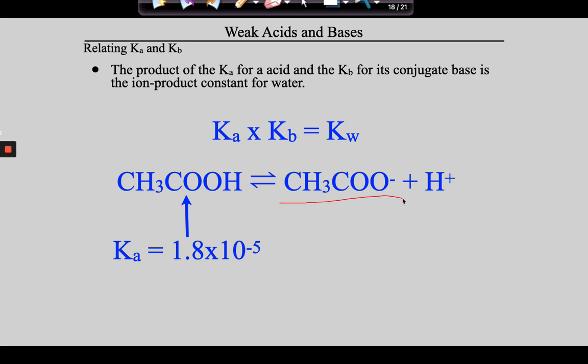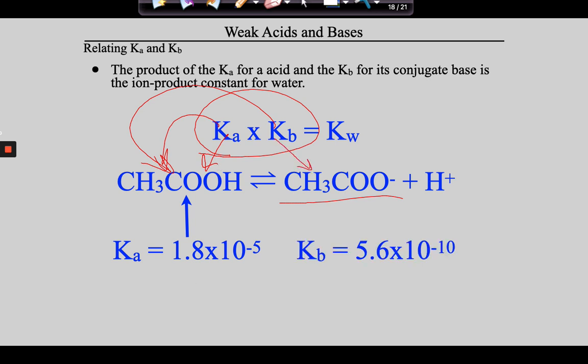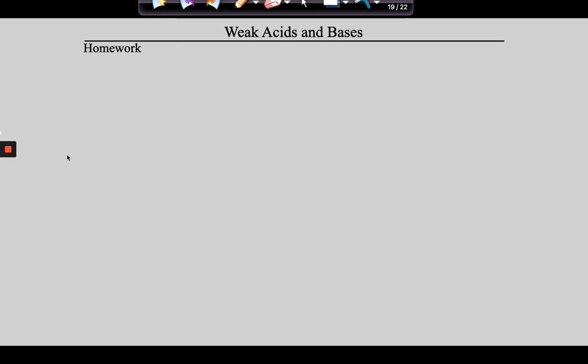So guys, understand when we do this math, this does not mean the Ka and the Kb for acetic acid. It's the Ka for acetic acid and the Kb for its conjugate. And when we do the math using this equation, because Kw is 1 times 10 to the negative fourteenth, the value is 5.6 times 10 to the negative 10th. So we can leverage that relationship to go from Ka to Kb of the conjugate and vice versa. So guys, with all of that said, here is your homework.